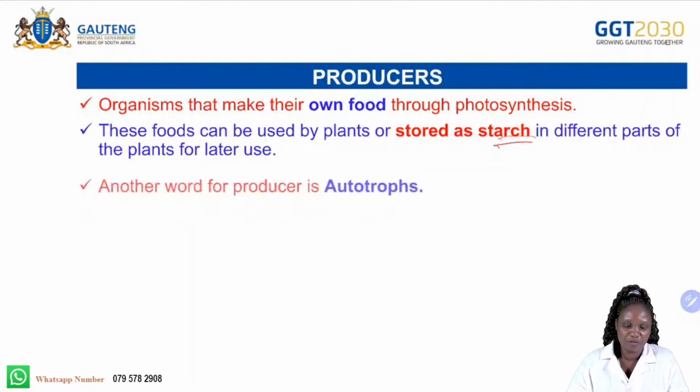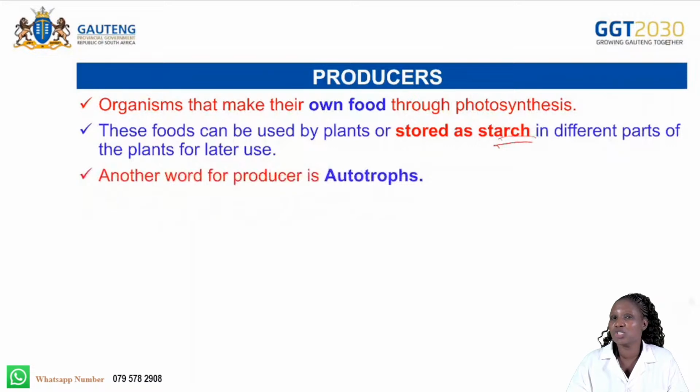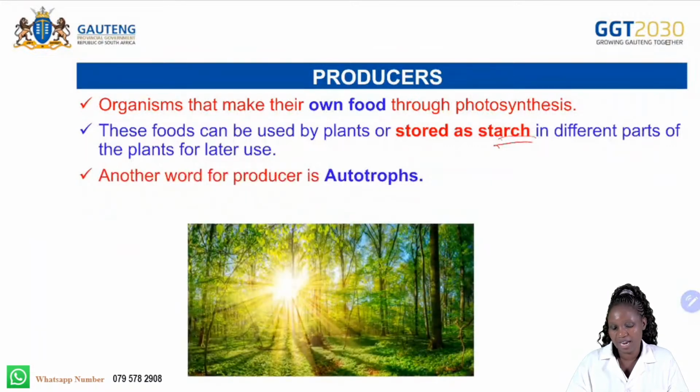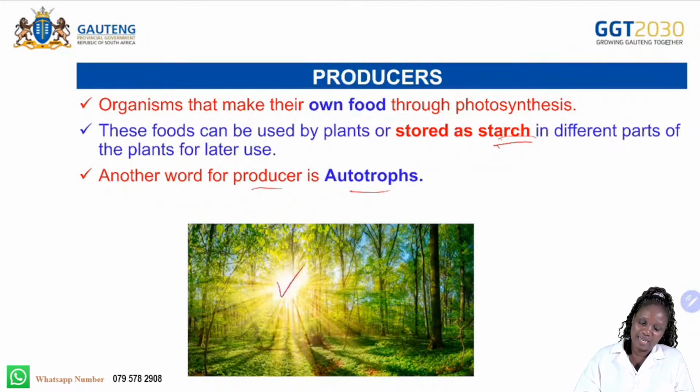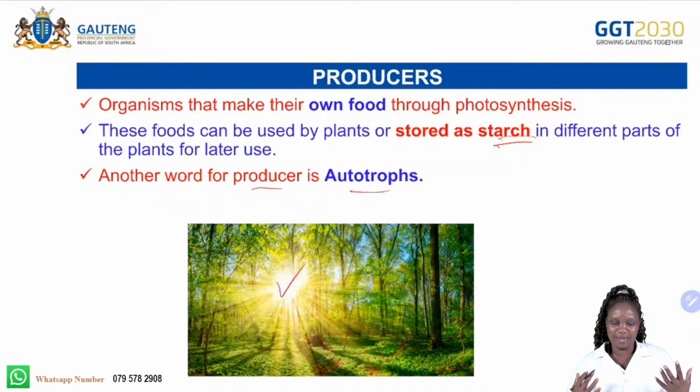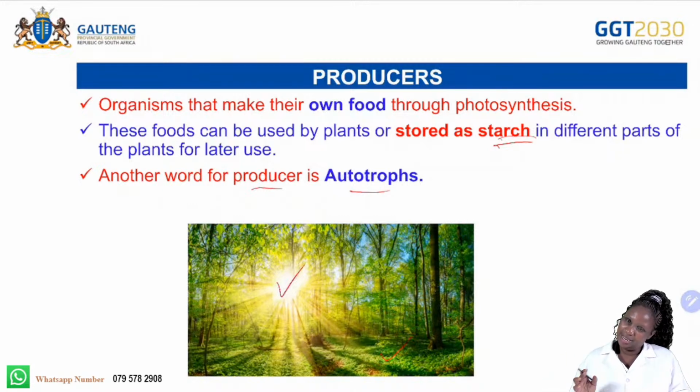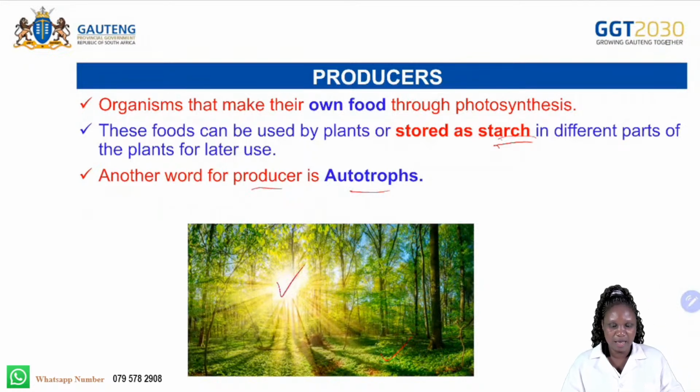All right, let's move on. Another word for producer is autotroph. When we are talking about the producer, in this case, look at this picture. We've got the sun here and the plants. The plant will need the sun to make their own food because they are producers, and we call the producers autotrophs. Let's move on.